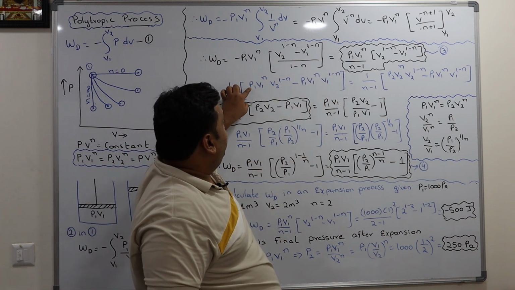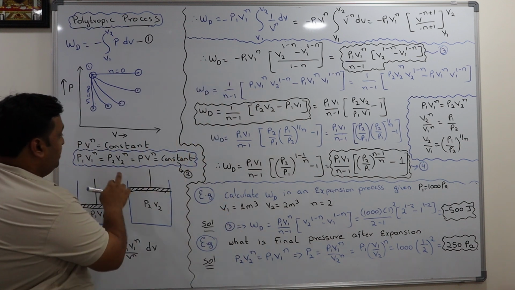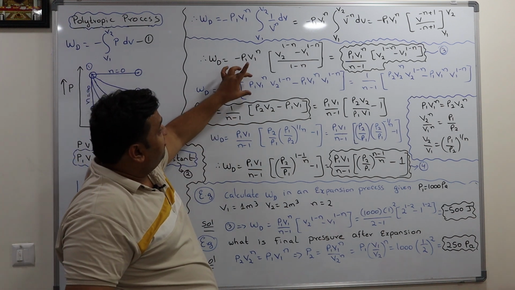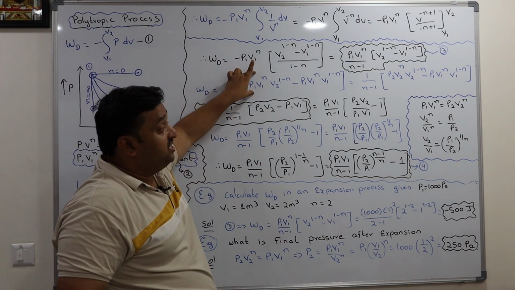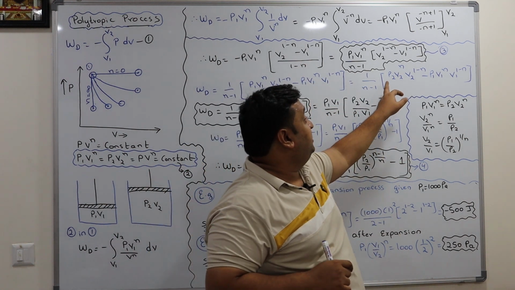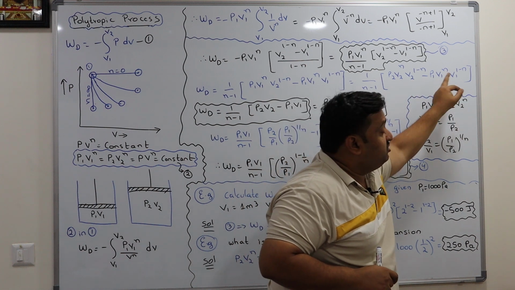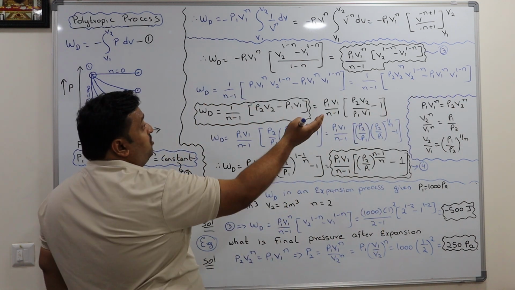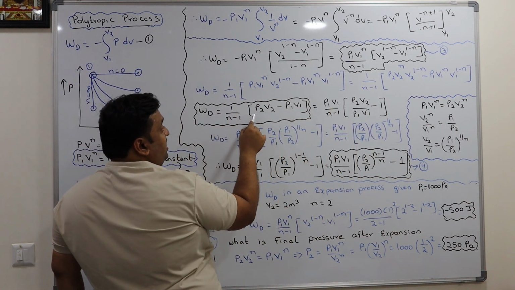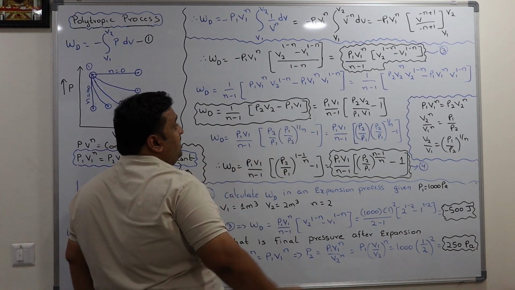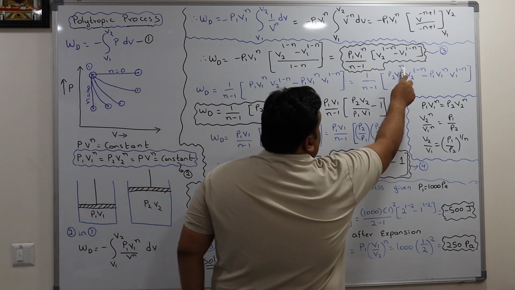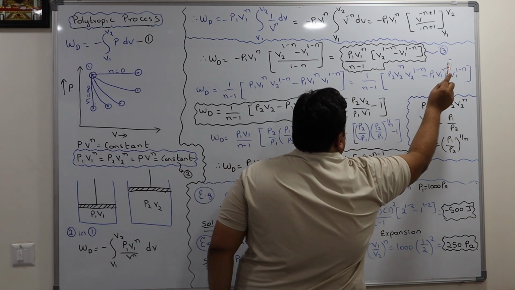Okay, you know P1 V1 power n is nothing but P2 V2 power n. So in place of P1 V1 power n, here from the first term I change it to P2 V2 power n, because I bring everything in terms of state 2 and everything here in terms of state 1. So if you do this, finally you get WD is equal to 1 by n minus 1 into P2 V2 minus P1 V1, because here the things got cancelled out. Here n minus n cancels out, here n minus n cancels out.